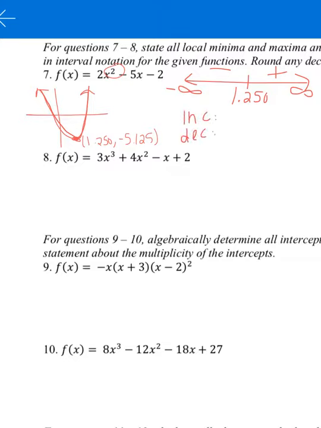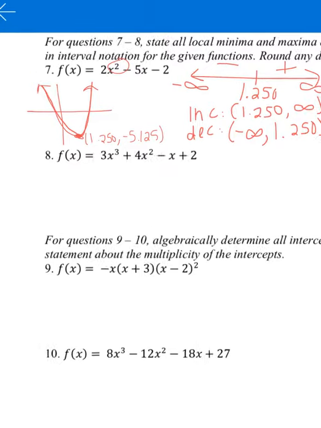So I start off by decreasing. So I'm decreasing from negative infinity until 1.250. And then I change direction and I start to increase from 1.250 until positive infinity for number 7.